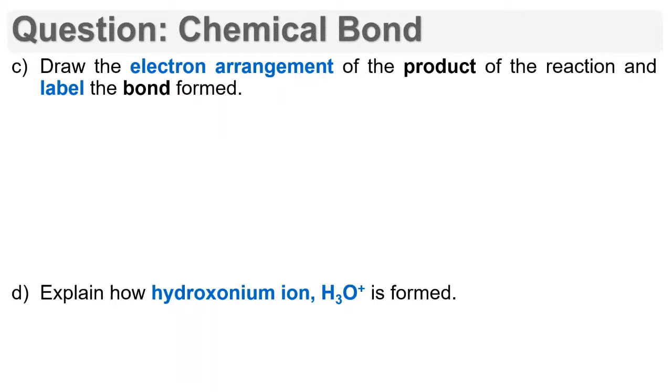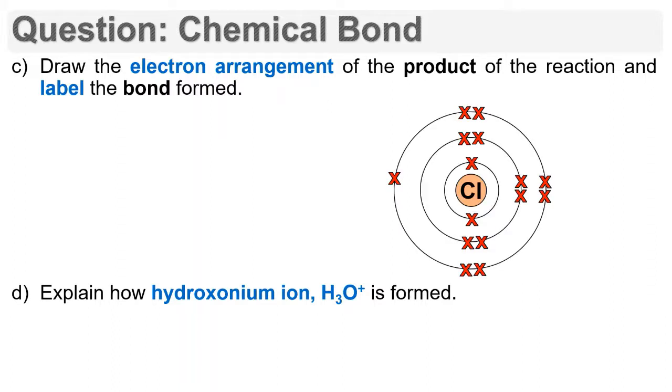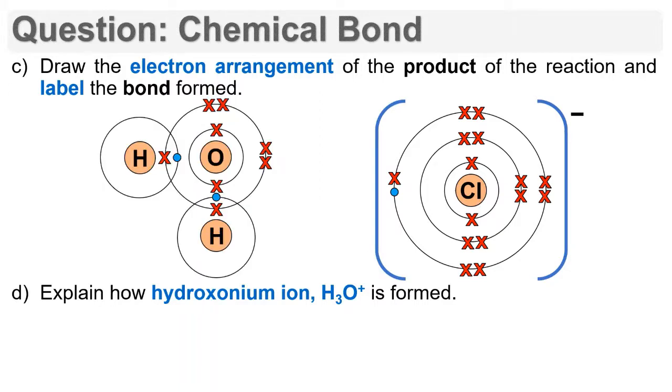To achieve stability in electron arrangement, hydrogen atom donates 1 electron to form hydrogen ion, H+. Chlorine atom accepts the electron to form chloride ion, Cl-. Now hydrogen ion, H+, does not have any electrons in its outermost shell. Oxygen atom of the water molecule has 2 lone pairs of electrons.